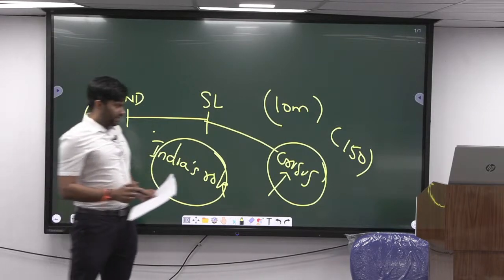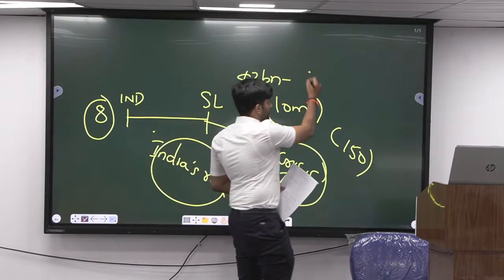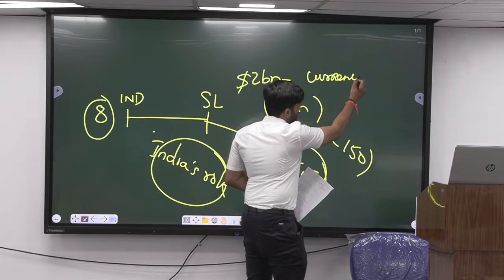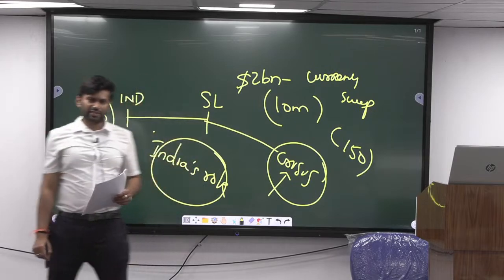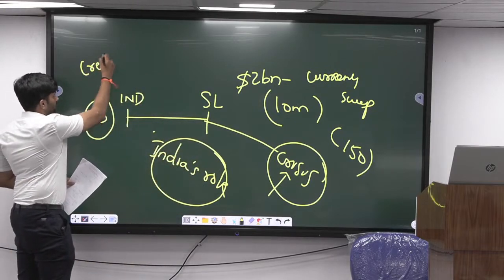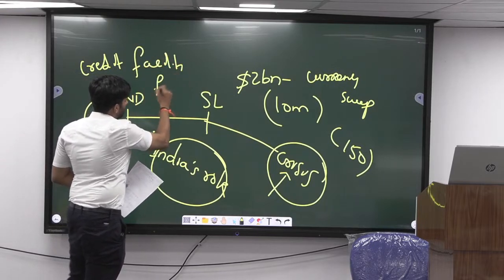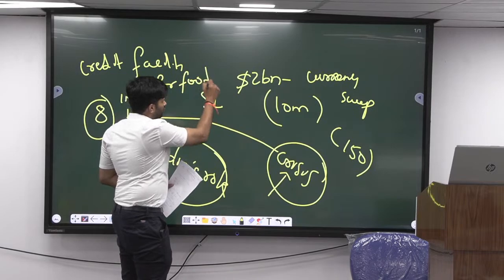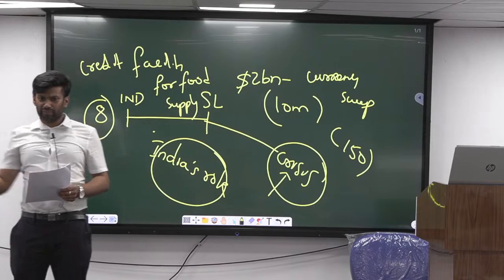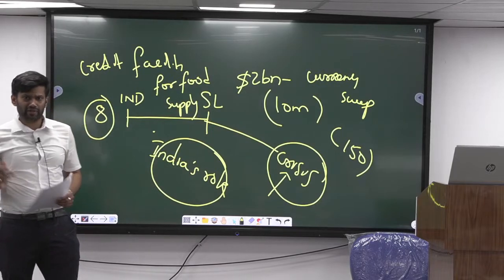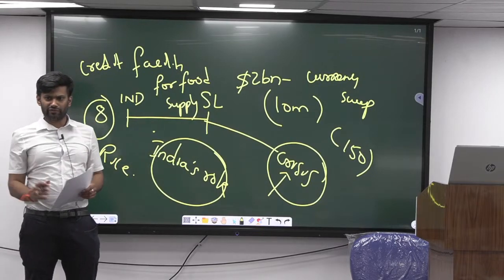One, they have given $2 billion as part of their currency swap agreement. Second, they have extended a credit facility for food supply. Third, the Tamil Nadu government sent a consignment of rice to help Sri Lanka tide over the food crisis.